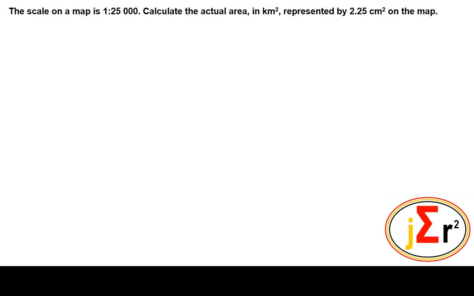The scale on a map is 1 to 25,000. Calculate the actual area in kilometers squared represented by 2.25 centimeters squared, or some would say 2.25 square centimeters, on the map.